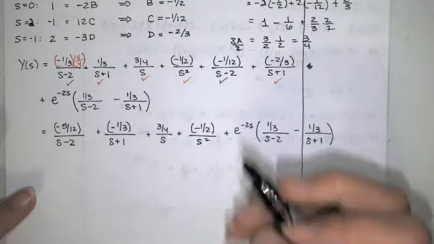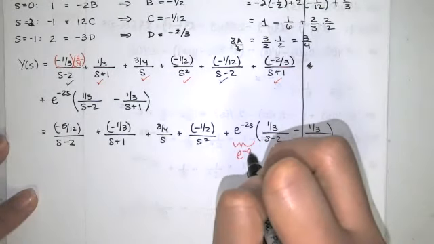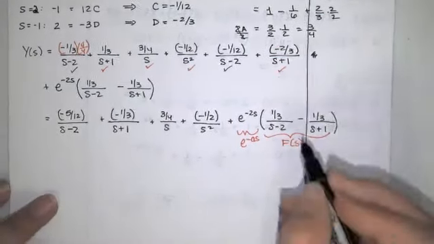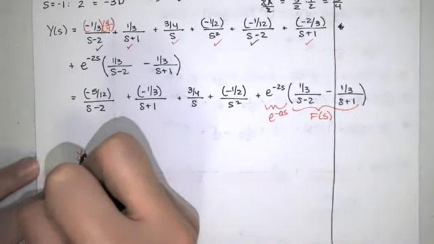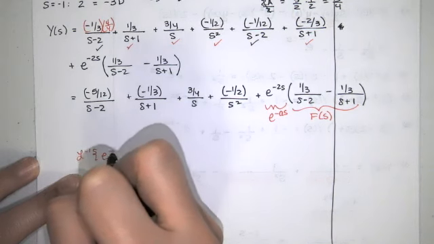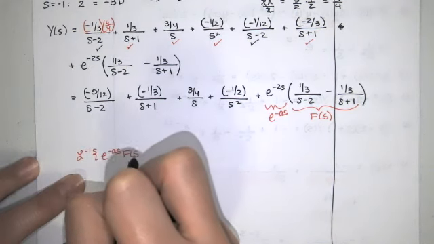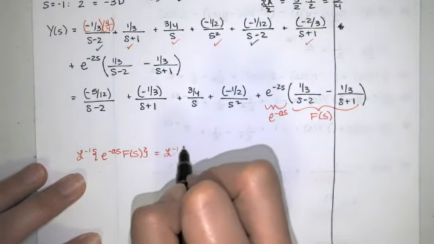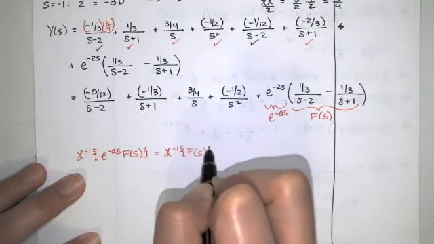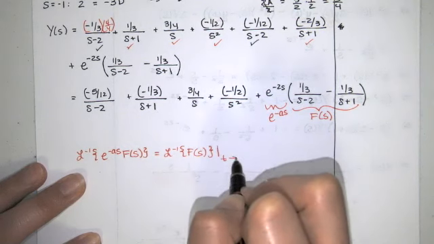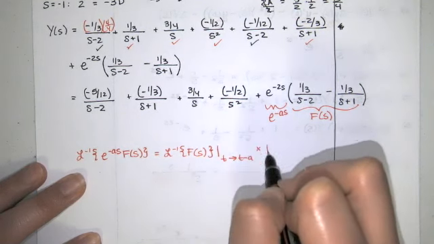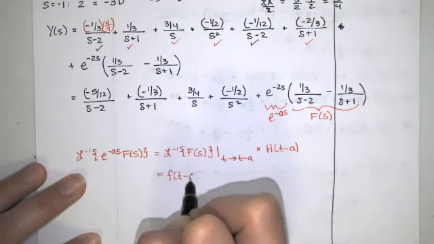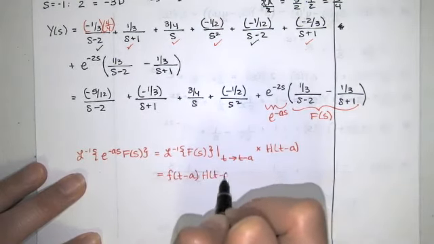Now remember, this one has the form e to the negative as times f of s. And the inverse transform of something that looks like this has this form. First, you find the inverse transform of f of s. That's going to give you f of t. But then you replace all of the t's with t minus a's, and then you multiply by the Heaviside function at t minus a. So what you get is f of t minus a times h of t minus a.